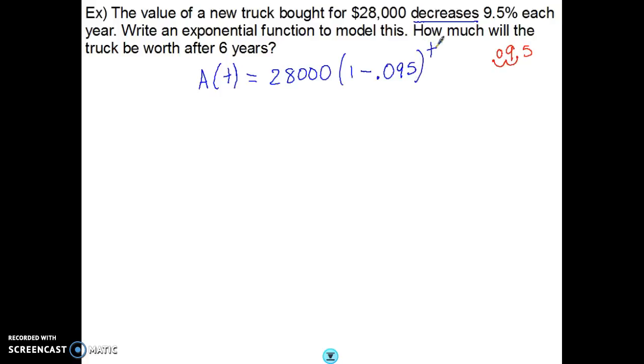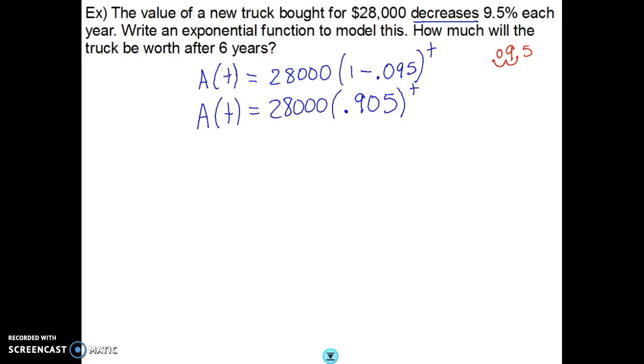And then the last part is just t. T will eventually be 6 years, but for our original function, we want to leave it as an independent variable that's not plugged in yet. Now, you might also want to, in some cases, simplify this a little bit, because we can make this part in the parentheses simpler to look at by just doing 1 minus 0.095. Well, 1 minus 0.095 is 0.905. So that's just a slightly simpler way to write your function.